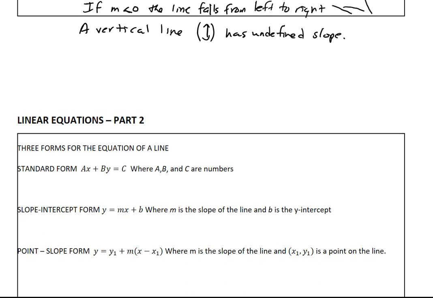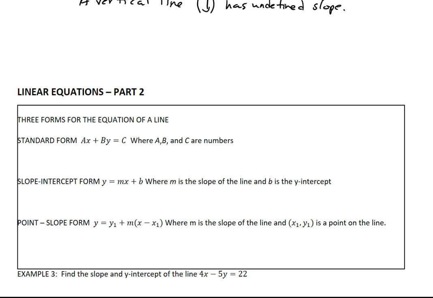Let's look at three forms for the equation of a line. Standard form is the one we actually use the least, but it's also the only one in which we can write the equation of every single line. There are some lines that we can't write in slope-intercept form or point-slope form. Mainly, if y drops out, we have no way of writing the equation in slope-intercept form or point-slope form. So that's why we have standard form.